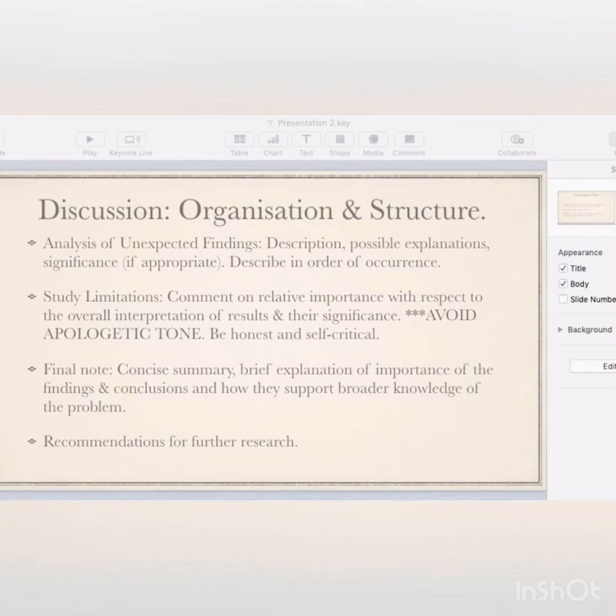Finally, any discussion in any research manuscript must include a section dedicated to the limitations of the study. So what do we mention here? We mention first the relative importance with respect to the overall interpretation of the results and the significance. Have your limitations affected the results? Could we have yielded more accurate results if we did something different? And also, the last question to address is, are these limitations significant? Do they have an impact on our results?